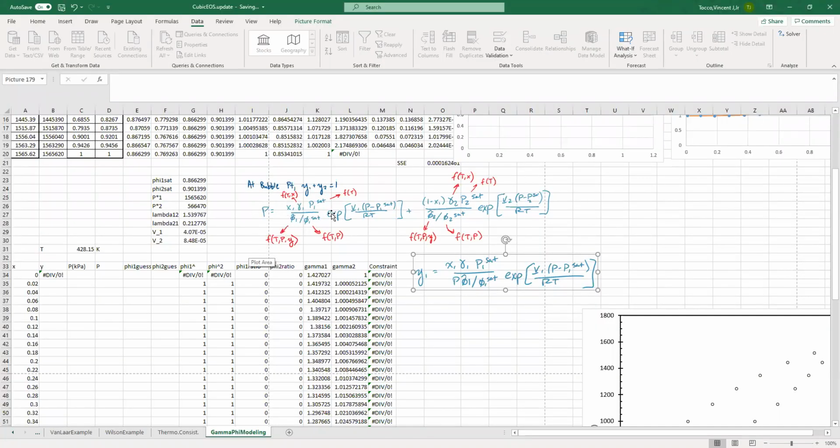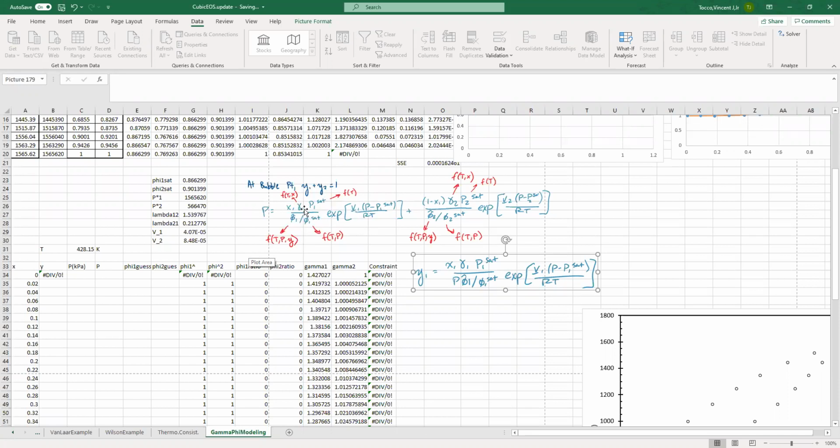This is the bubble point constraint equation that was derived using the same algorithm that we use with Raoult's law and modified Raoult's law. That is, we constrain that y1 plus y2 must equal 1, and we add the equations together to obtain an expression that must be true.